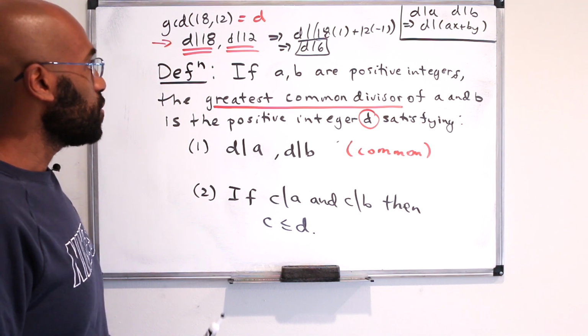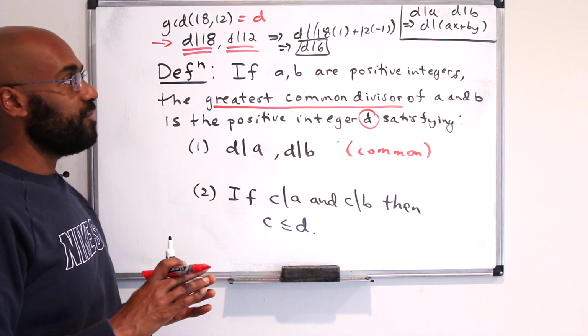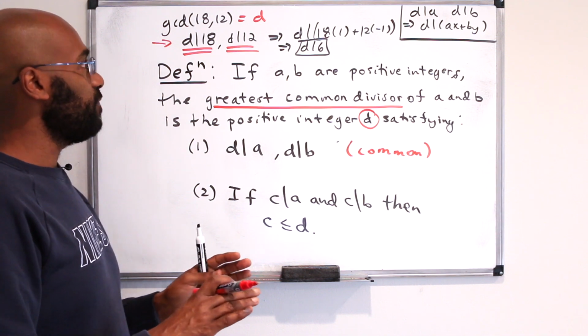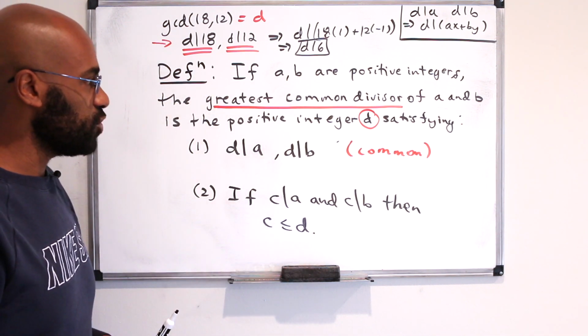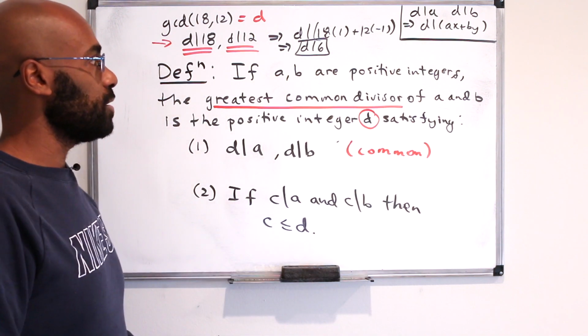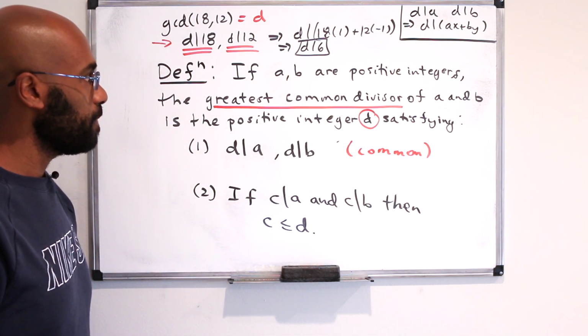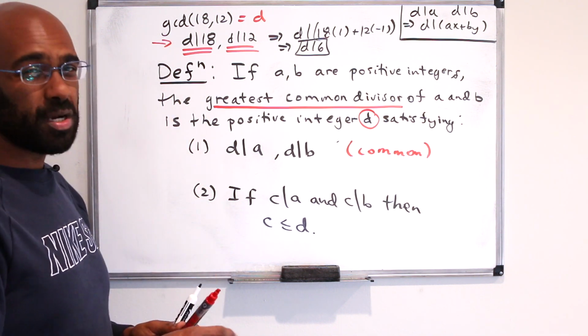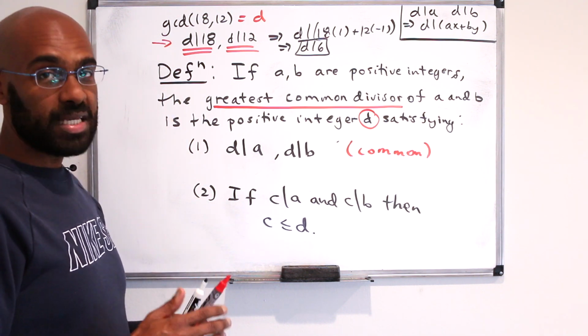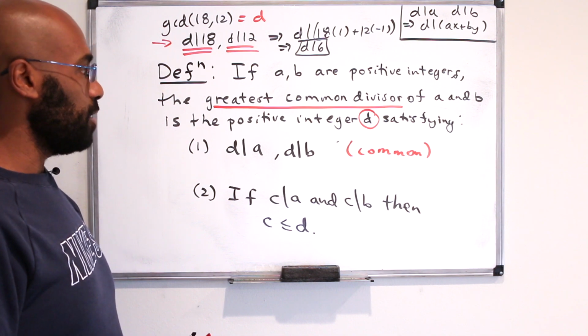So this is a really cool argument that completely evades any kind of factoring of the numbers 18 and 12, using the definition together with this linear combination observation that we made earlier. This is going to become helpful when we try to compute the greatest common divisor of two numbers that are a lot larger. We're going to see exactly how that works in a little bit.